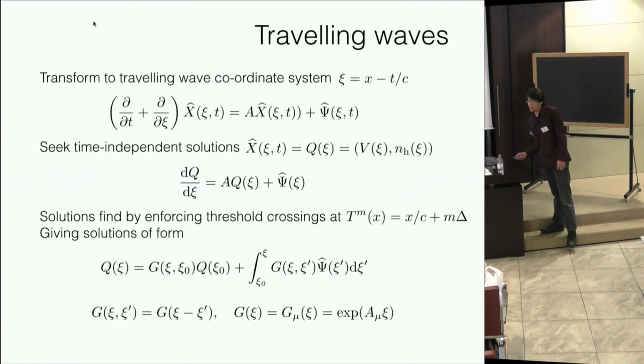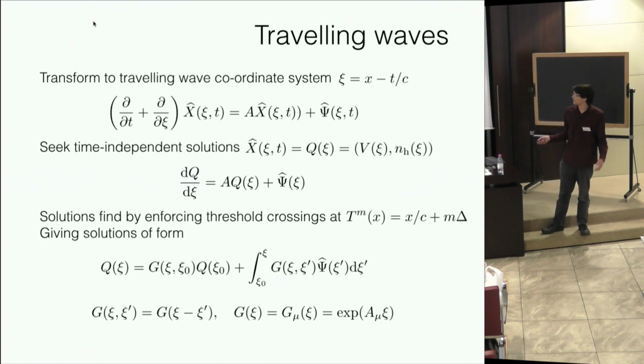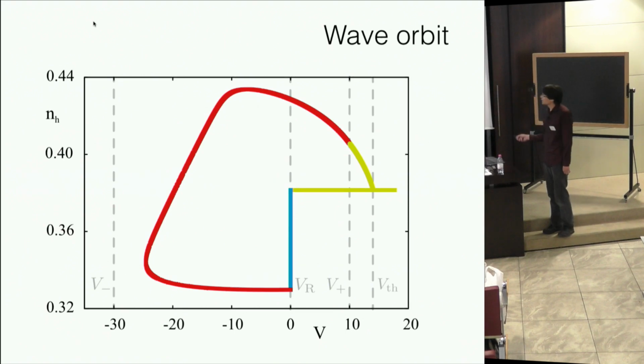That's shown here. And then all you need to do is piece together bits of this and match them at the various transitions. So here is the orbit that I showed you before. Now instead of looking at things in space or time, we're saying here's V and here's NH. So this is my activation of IH. There are different thresholds for activity. VR is the reset condition for my IF model, VTH is the threshold, and this is just an artificial spike we put on. And then V plus and V minus are the points where my linearization of the steady state activation curve changes.